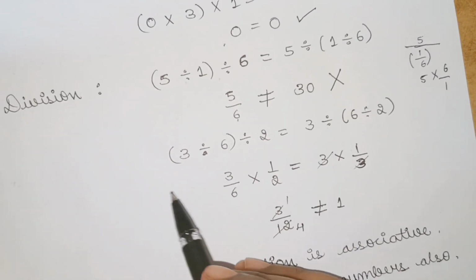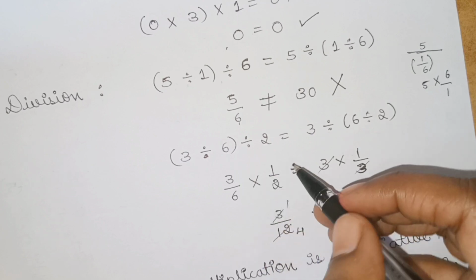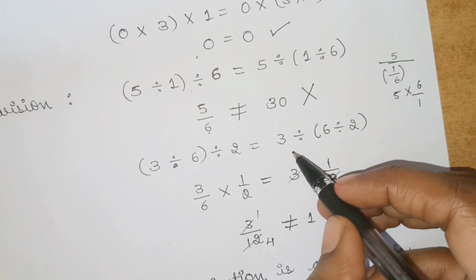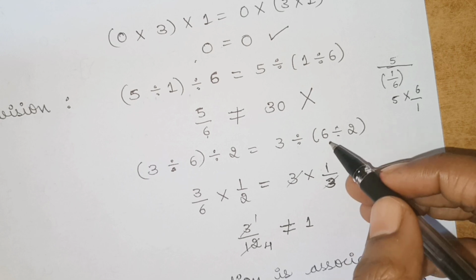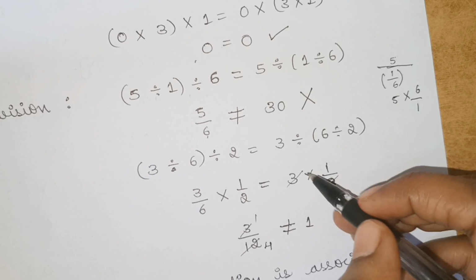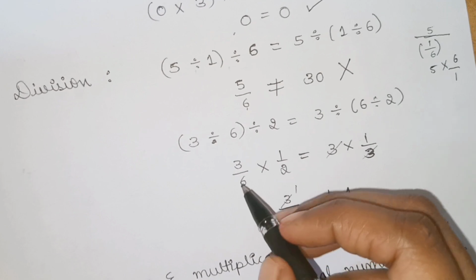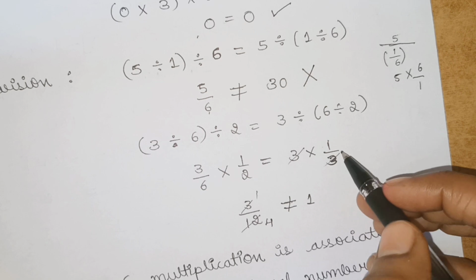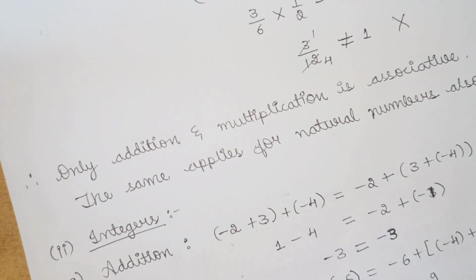The next example, 3, 6 and 2. First we have divided 3 and 6. 3 by 6 into 2 by 1 is interchanged to 1 by 2. The next, 3 into 6 by 2 is 3. So 3 by 1 is here. We have interchanged and got 1 by 3, because when we put the into sign we have to interchange the denominator and numerator. So we have 3 by 6, 2 sixes are 12. 3 by 12 is 1 by 4. Here 3 into 1 by 3 is 1, which are not equal. So division is not associative. So we have got to know that only addition and multiplication are associative.